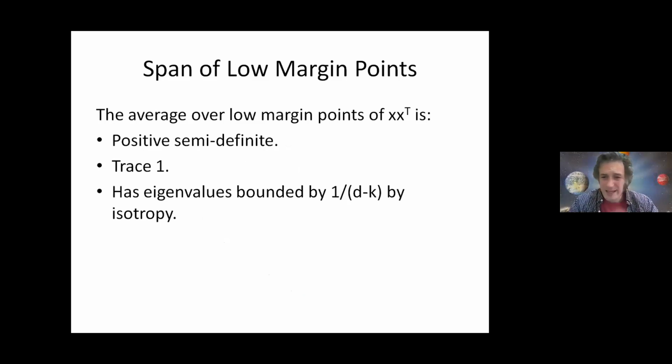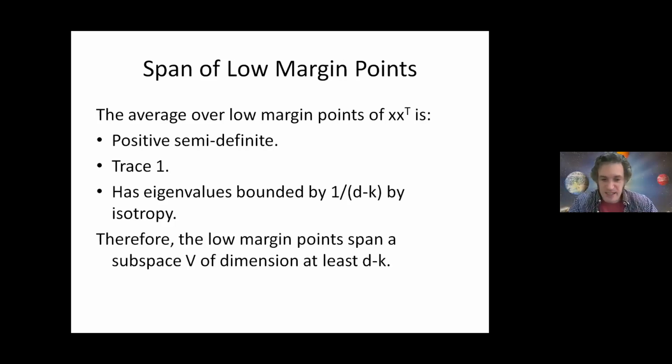One interesting thing is what happens when you look at these low margin points. In particular, if you look at the average of XX transpose over those points, it's a positive semi-definite matrix. It's trace 1 because they're all unit vectors. Each XX transpose has trace 1. And because the average of this over all of our points is 1 over d times the identity, and because these low margin points are almost all of our points, you can show that the eigenvalues of just this average over the low margin points are bounded above by something like 1 over d minus k.